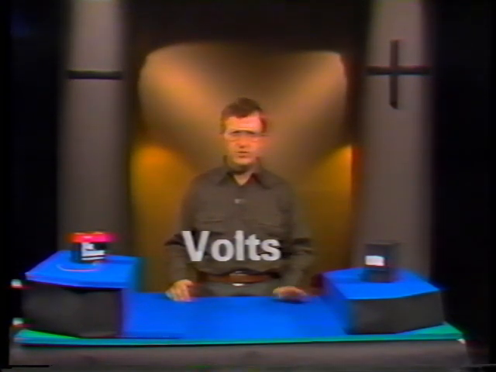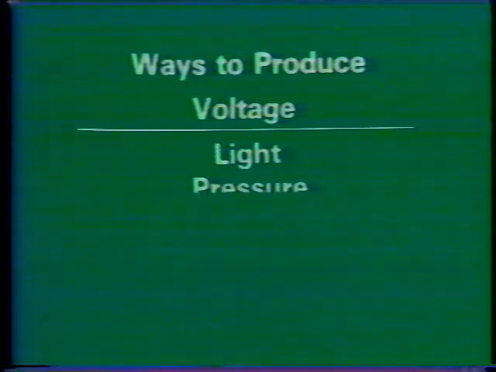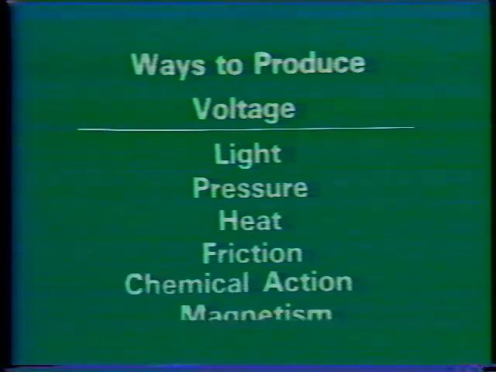We also said you won't get current to flow without voltage, but we didn't say exactly why. Well, voltage is actually the force that causes electrons to flow. The more voltage there is, the more force there is to move those electrons along. We're going to describe 6 common ways to produce voltage. We'll cover light, pressure, heat, and friction in this segment, and chemical action and magnetism in the next.